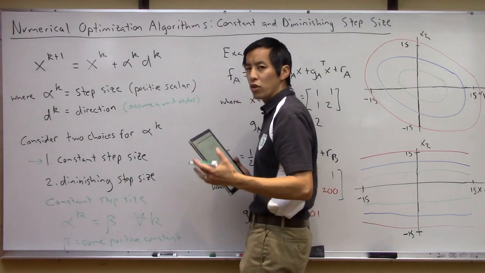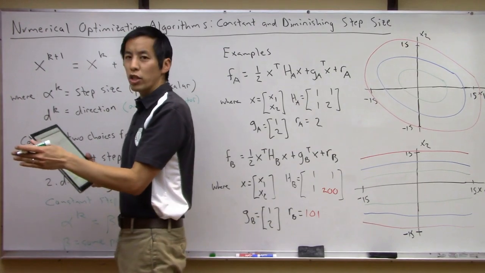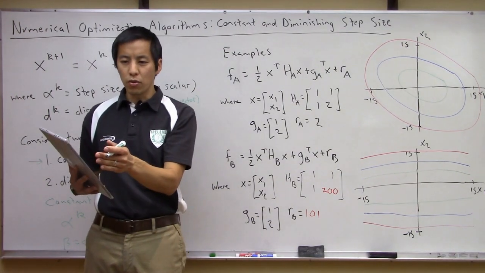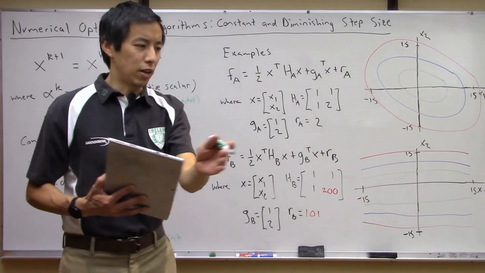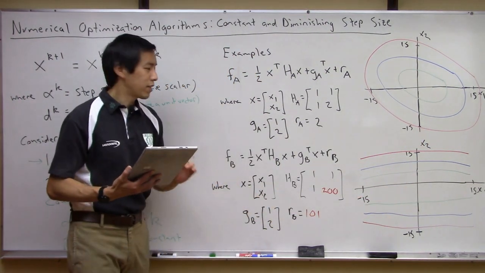So you are literally going to start at some location and just pick a direction and then walk in that direction by the amount beta. Then you're going to pick a new direction, walk in that direction by beta, pick a new direction, walk, etc., etc., right? So it's a really, really simple idea.